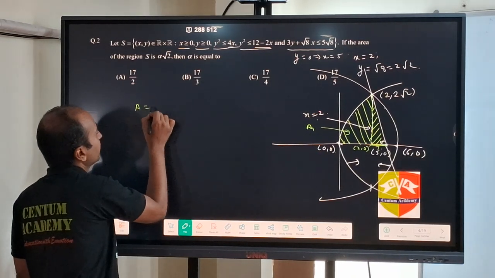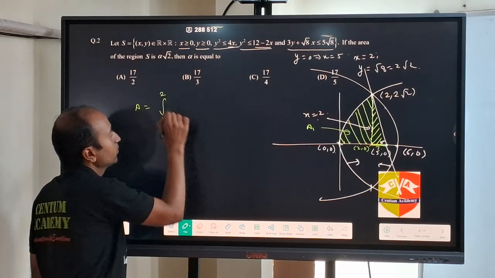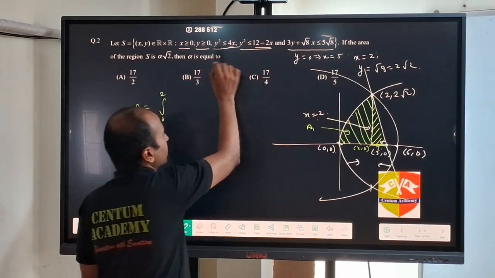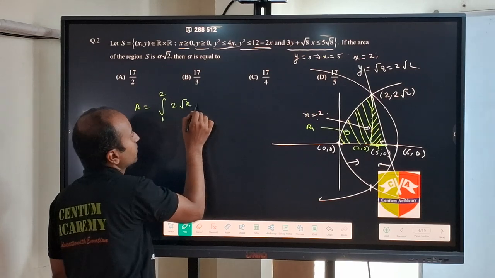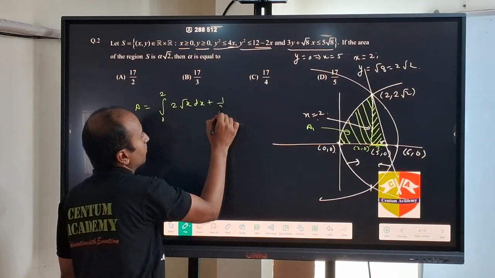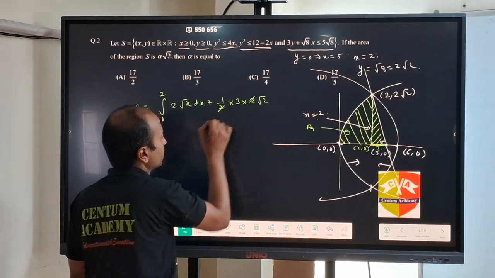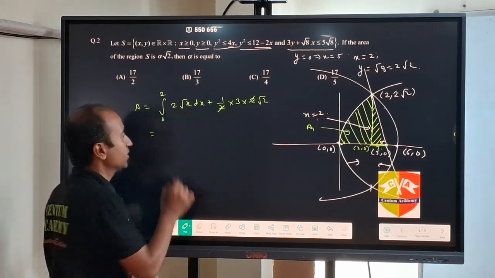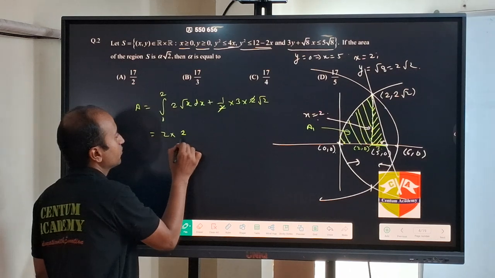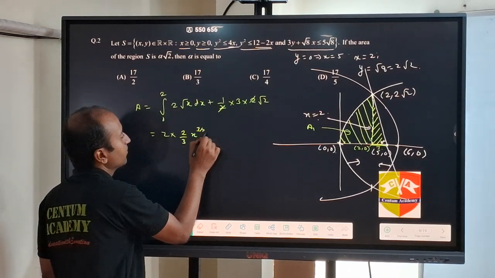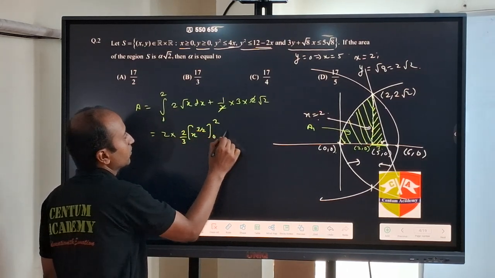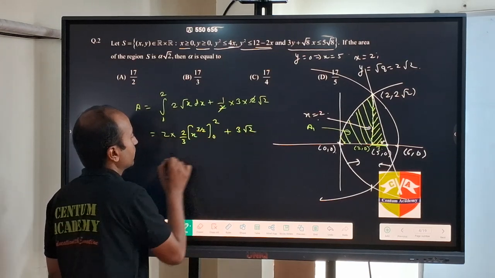My desired total area will be from 0 to 2. If I write y in terms of x for this curve, it will be 2 times root x dx plus half into base, which is 3, and height is 2 root 2 units. So this whole thing is 2 times the integral of root x, which is 2 by 3 x power 3 by 2, from 0 to 2, plus 3 root 2.